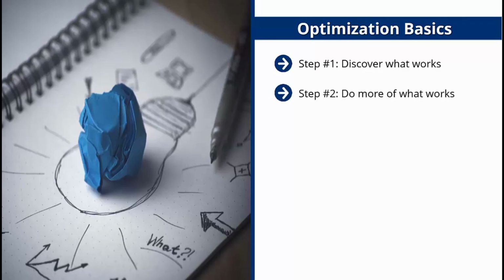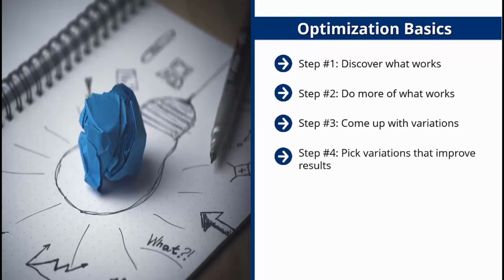Step number 2, do more of what works. Concentrate on your top 5 or 10 traffic sources. Either saturate these or find others similar to them and draw traffic from those other platforms. Do more of what works. Step number 3, come up with variations. Come up with different content or different ways of getting traffic from your tried and proven sources. Mix it up. Come up with variations of your traffic generation techniques. Track the results with each variation. Step number 4, pick variations that improve results. After giving yourself enough time, it should be clear which variations work, assuming there are any.